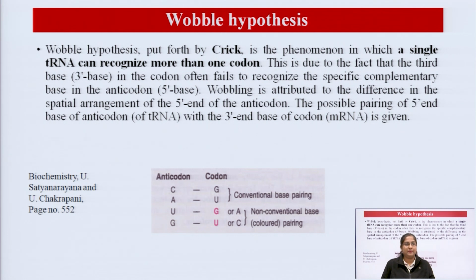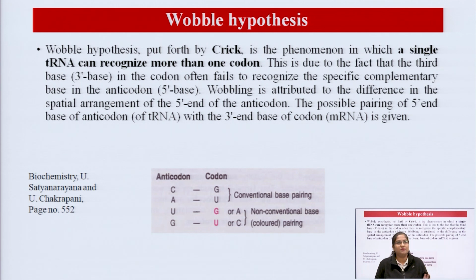Now, what is the Wobble hypothesis? The Wobble hypothesis was given by Crick. We know the names Watson and Crick from them. Crick has told us the Wobble hypothesis. In this phenomenon, a single tRNA can recognize more than one codon. He said that this is due to the fact that the third base, that is the 3' base in the codon, often fails to recognize the specific complementary base in the anticodon, that is the 5' base.